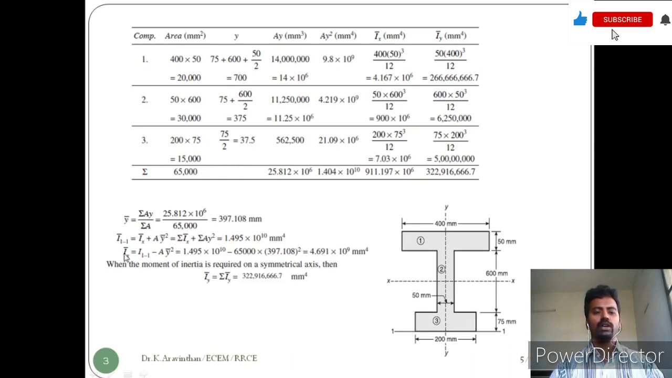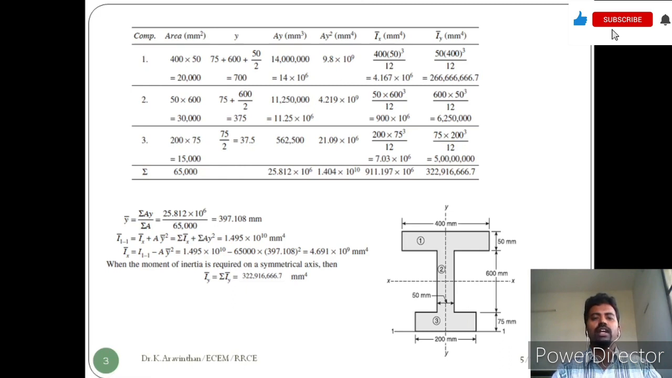This is known as the moment of inertia with respect to the x-axis. So the formula is Ix equals I11 minus A y bar squared. Right now we have to find y bar squared and we have to identify I11. What is I11? It is I x bar plus area into y squared.